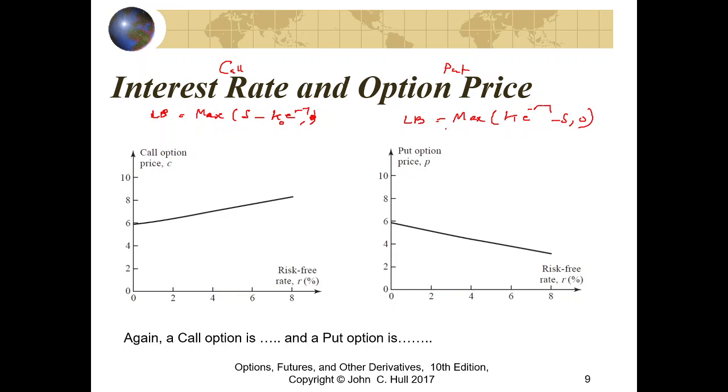How about the case of a put option? If we increase the interest rate, what will happen to the present value of K? It will become smaller. And what will happen to the difference between the strike price and the underlying stock price? It will become smaller. And if it becomes smaller, the lower bound will become smaller, which means the price of the put option will also decrease.